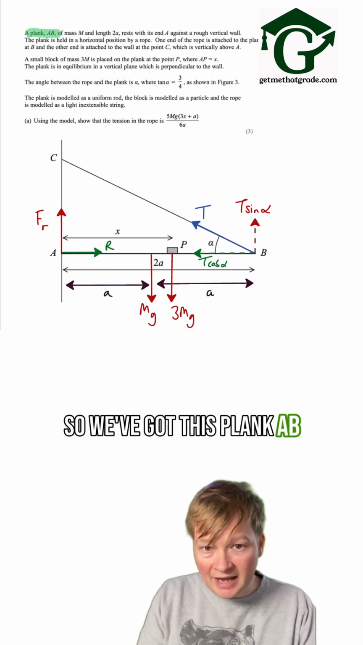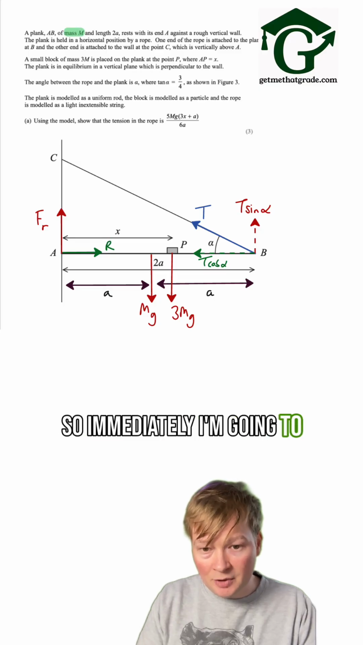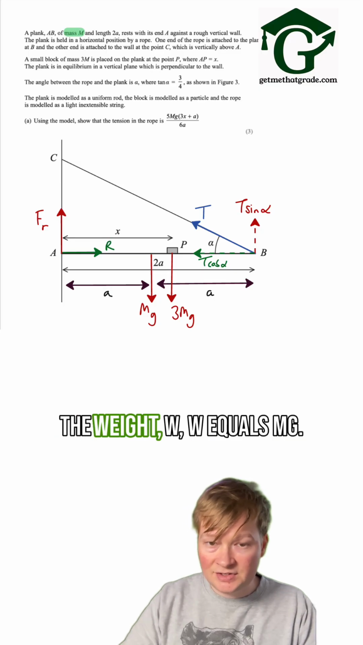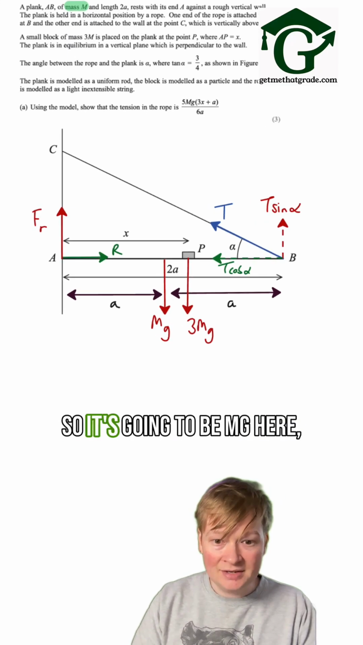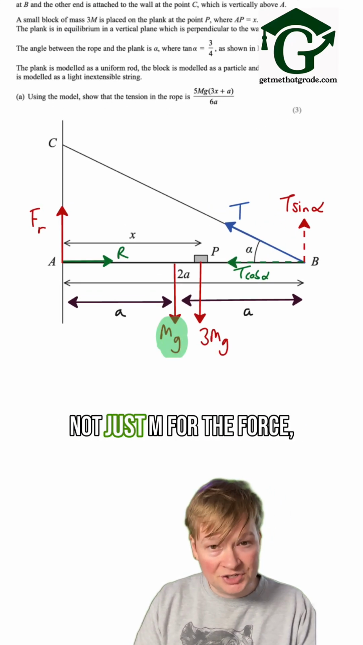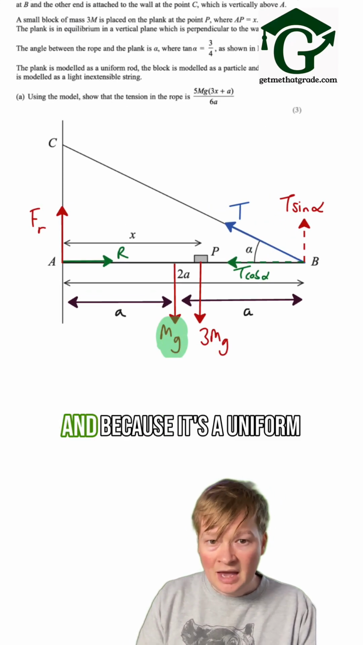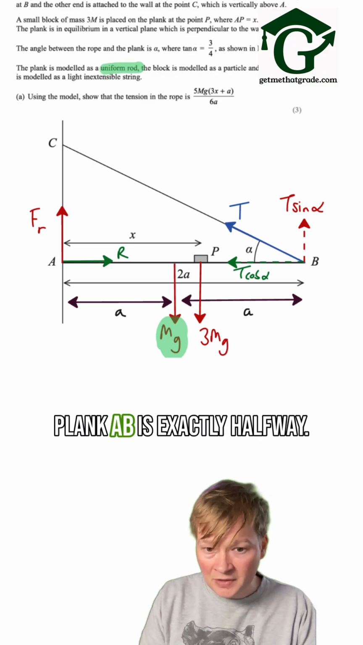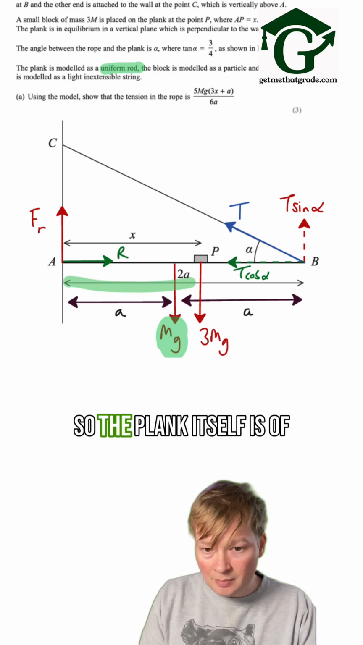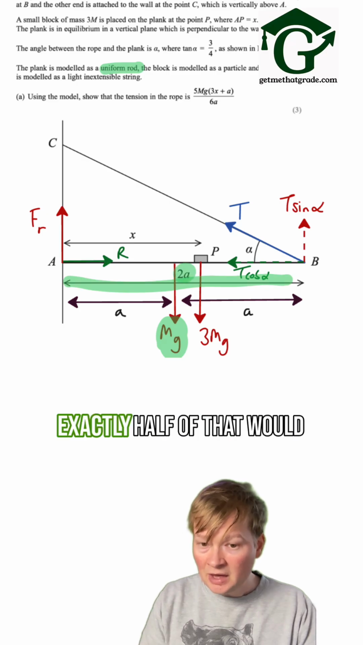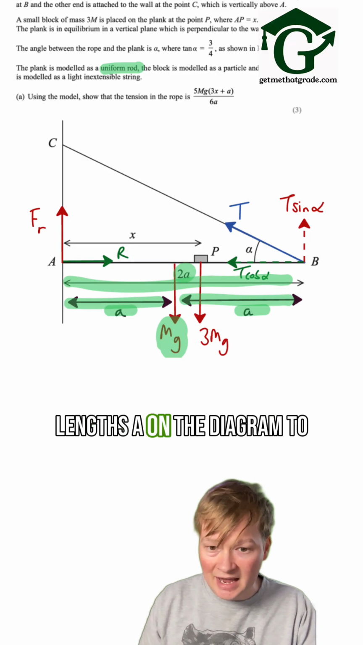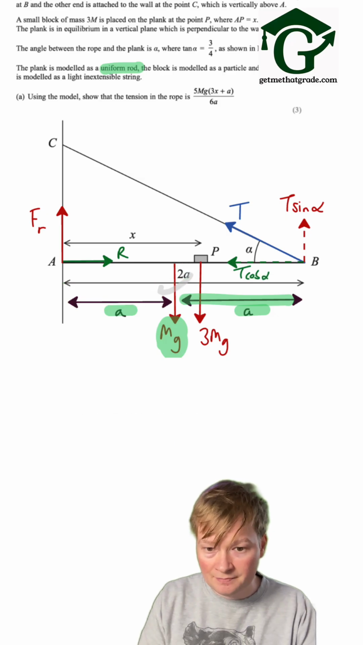So we've got this plank AB of mass M. So immediately I'm going to put the weight of the plank on the diagram. The weight, W equals mg, so it's going to be mg here, not just m for the force, the weight. And because it's a uniform rod, that means that the centre of mass of this plank, AB, is exactly halfway. So the plank itself is of length 2a, exactly half of that would be of length a. So I put these two lengths a on the diagram to remind me of that.